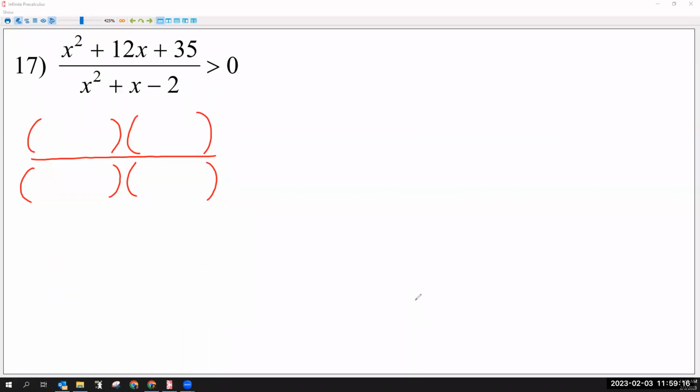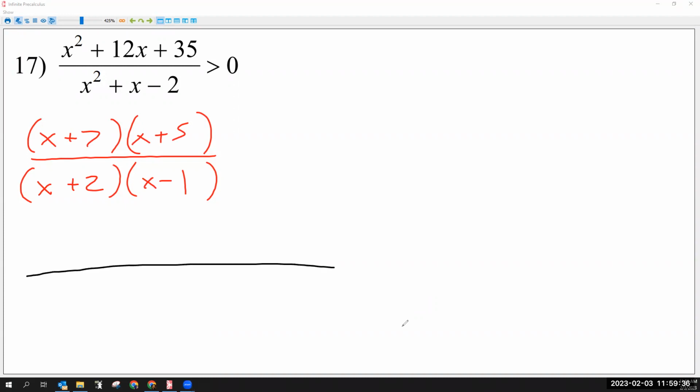All right, so number 17, what did the top factor into? And the bottom. All right, nothing's repeated. Just give them a number line. So we have -7. Yep, -5. -2, which is a DNE. And +1, which is also a DNE.